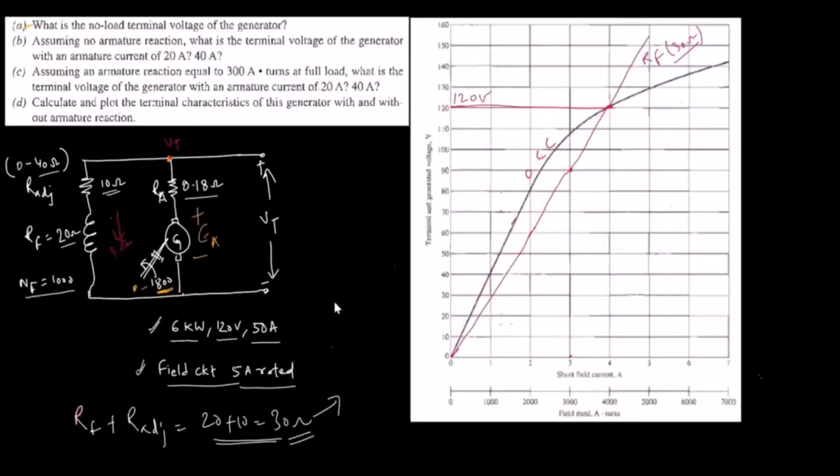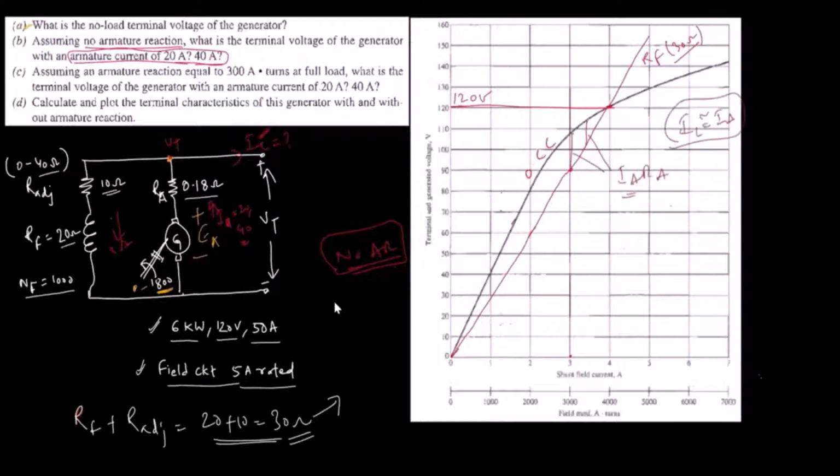Now the second question is, assuming no armature reaction, what is the terminal voltage of the generator when the armature current is 20 amps and 40 amps? So here there is no armature reaction first of all, and the armature current is given straight away, either 20 amps or 40 amps. So the only thing is, when armature reaction is not present, we need to just find the vertical drops, which are the IA RA drops.